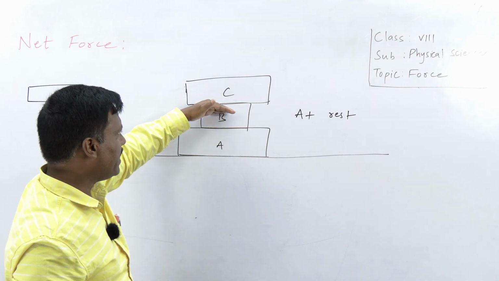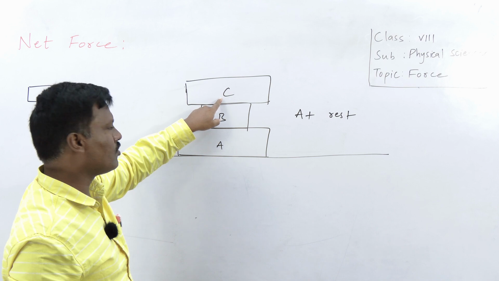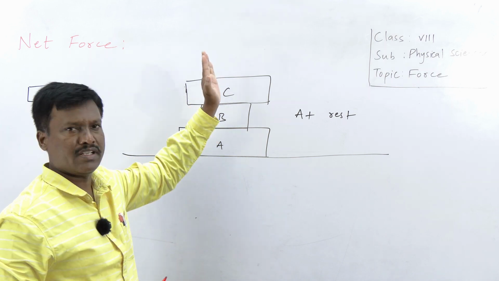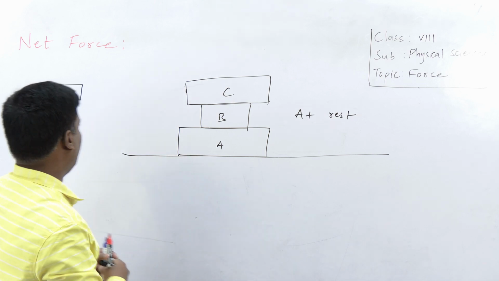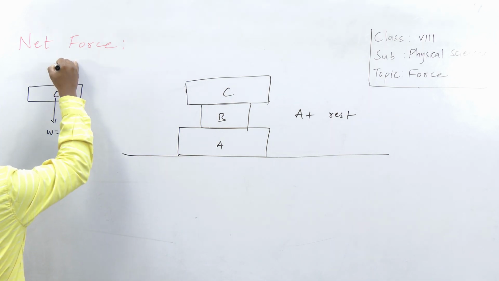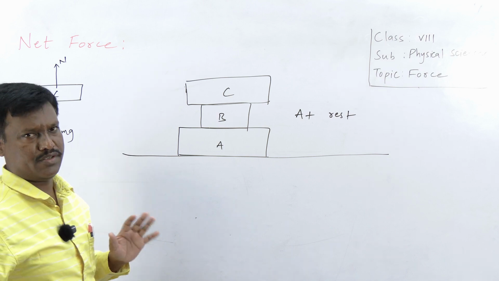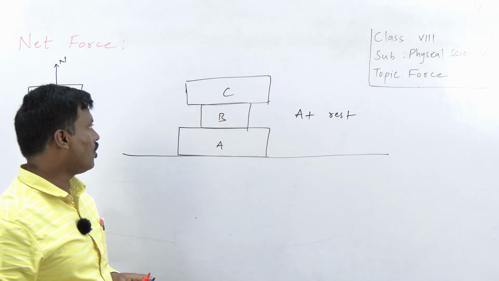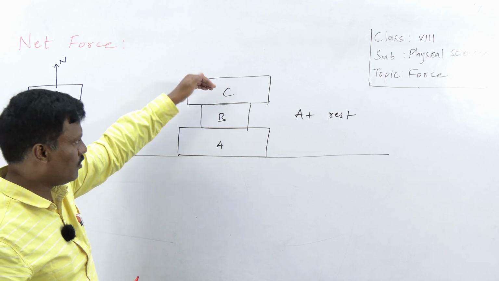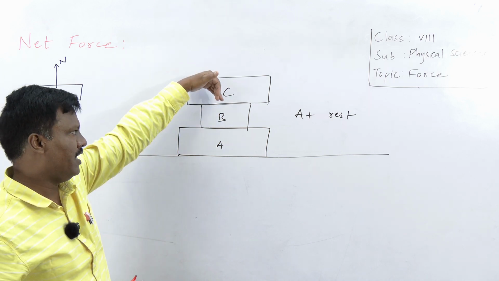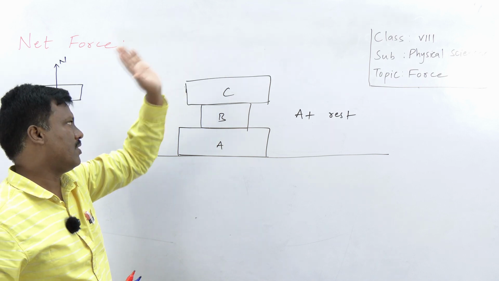This block B and C both are in contact, so block B exerts a force on C in the upward direction, perpendicular to its surface. That is called the normal force. So the normal force is acting on block C, and due to these two forces being balanced, this block is at rest. Any other force acting on block C? No, there are only two forces acting on block C: one is the downward gravitational force, and the other is the upward normal force.